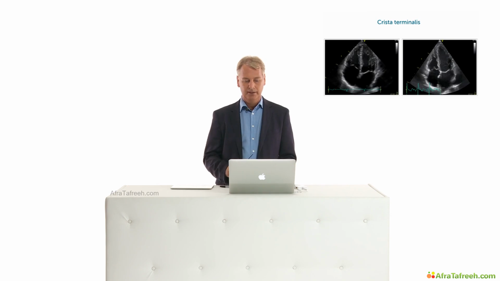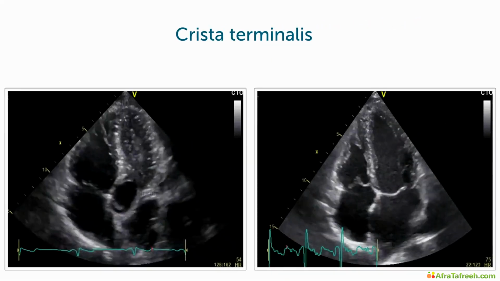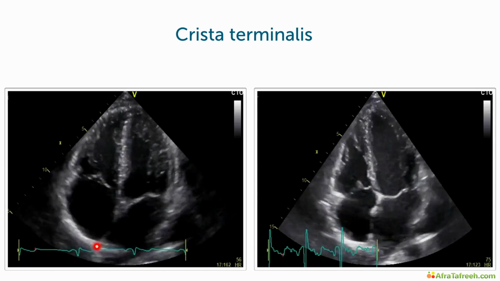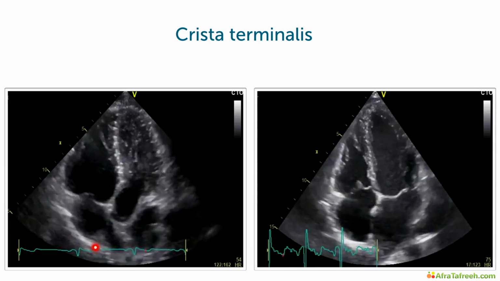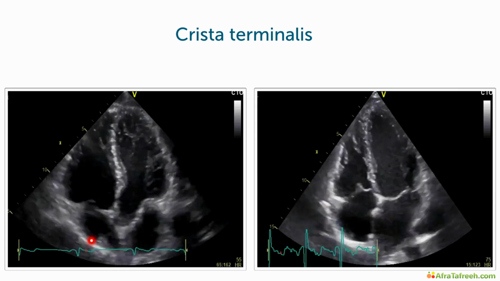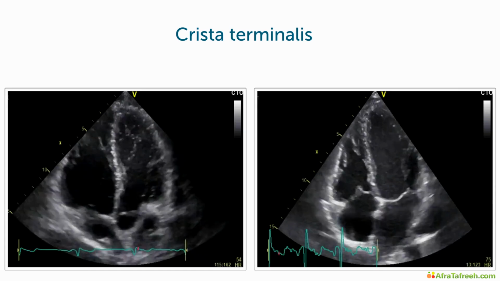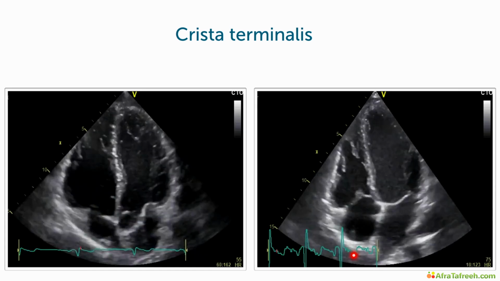on the model, but how does it look on the echocardiogram? Here are two examples. On the left-hand side, you see the crista terminalis right here. It's a kind of nodule that can be, at times, relatively prominent. If you play around with the tilt from a four-chamber view, you can almost always visualize the crista terminalis.